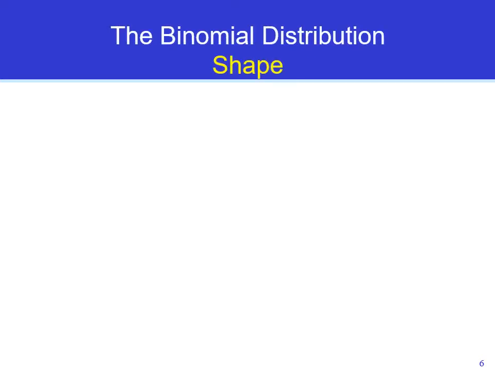The shape of the binomial distribution. Let's see what the histogram, or the probability distribution, looks like for a binomial distribution. Of course, a binomial distribution has two parameters, n, the number of trials, and p. So we would expect that the shape of the distribution would also depend on these two parameters, n and p.